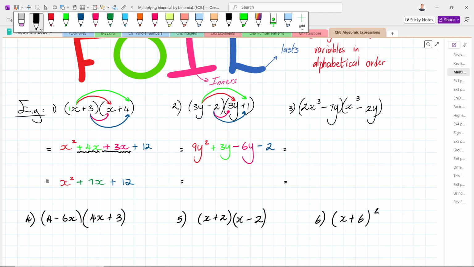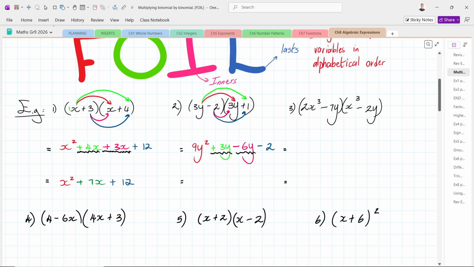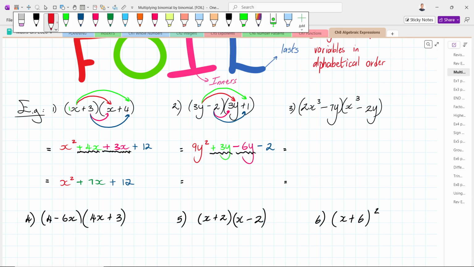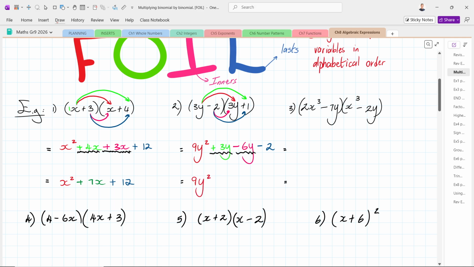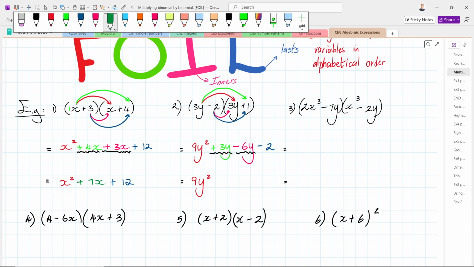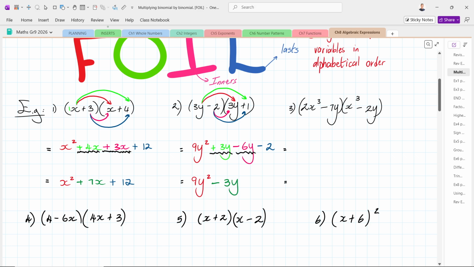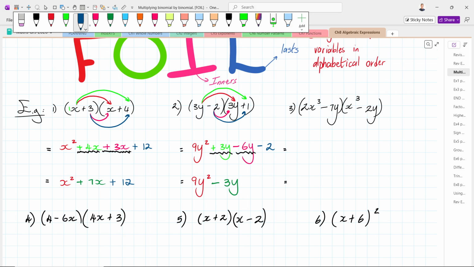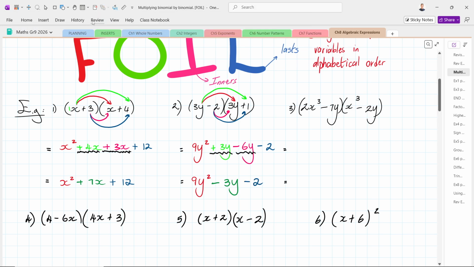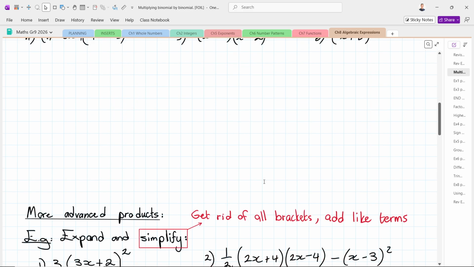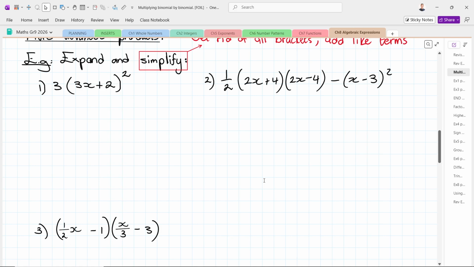And again, the ones here in the middle are like terms. So the 9y squared stays. Plus 3y minus 6y. Positive 3 minus 6 is giving me minus 3y. And the minus 2 stays. Okay. You can just move these equal signs up so they're more on this side. We've got a couple more to go through, and then there's 3 advanced products.